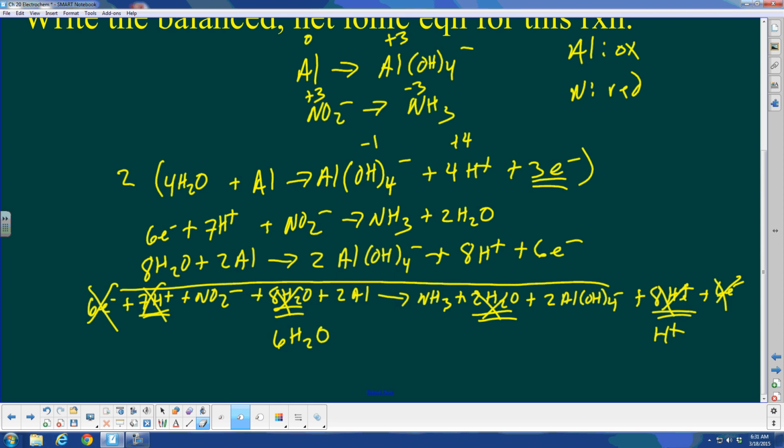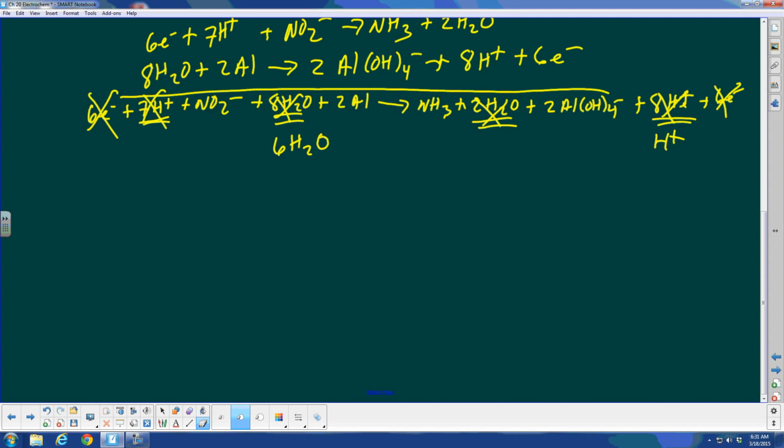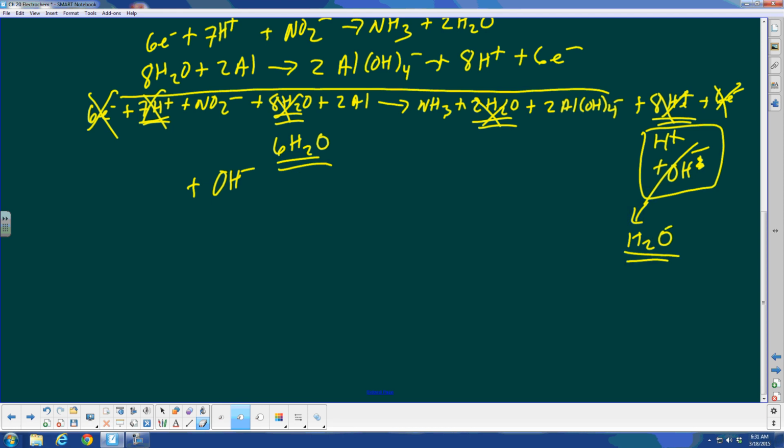Got it? Good. And that would be fine if we were balancing in the acid. But I have to get rid of this H plus, and I'm going to do that by adding a hydroxide to both sides, right? And so this thing becomes what? This thing becomes 1 H2O. Good. And I have 6 H2Os over here, so this 1 H2O is eliminated, and the 6 becomes 5 H2Os. Okay, let's now put this all together.